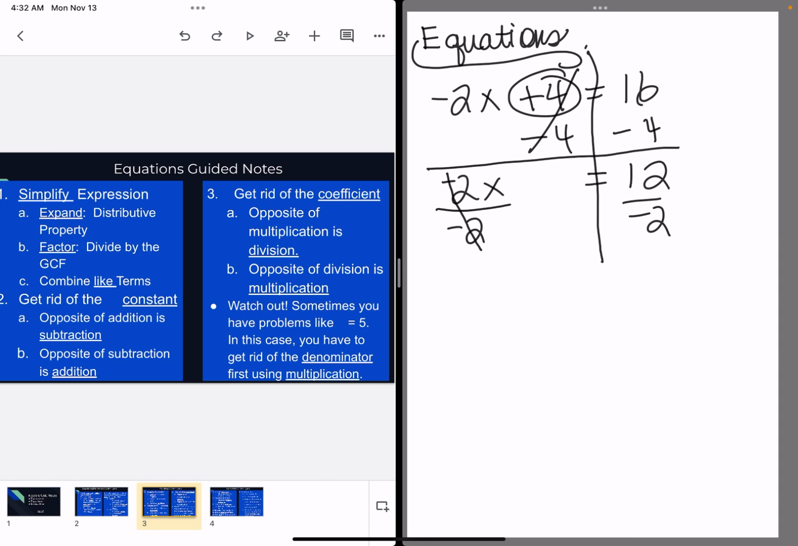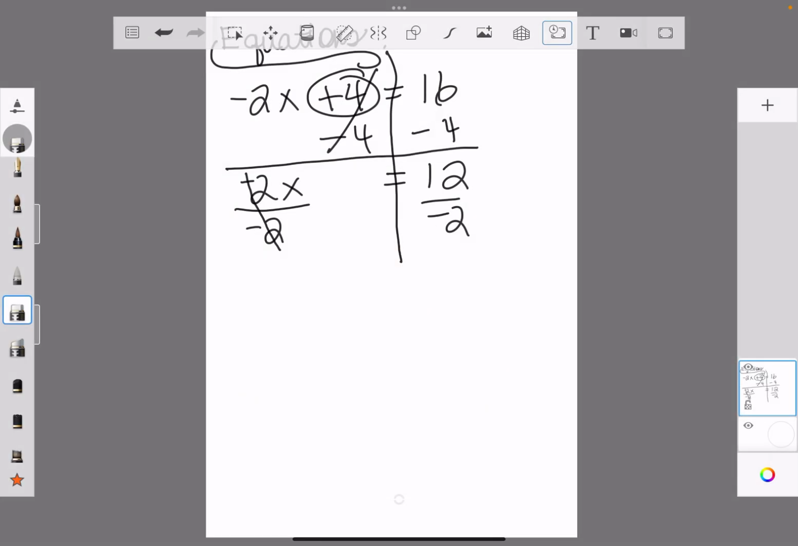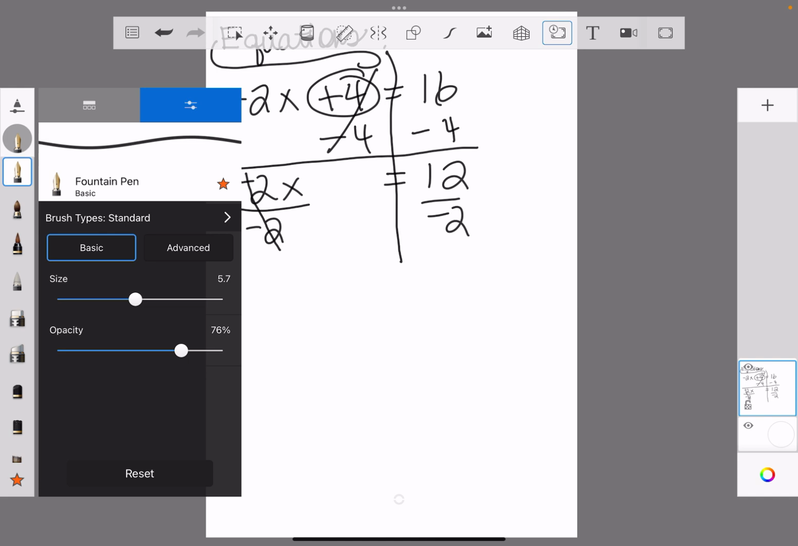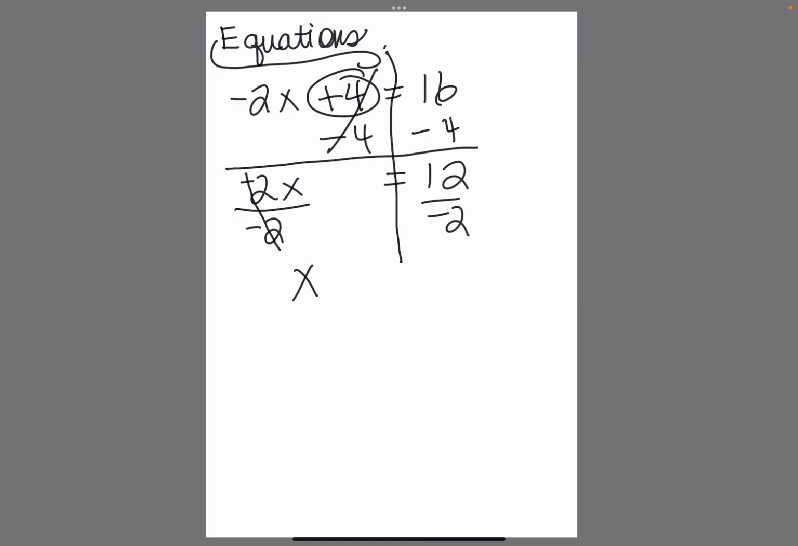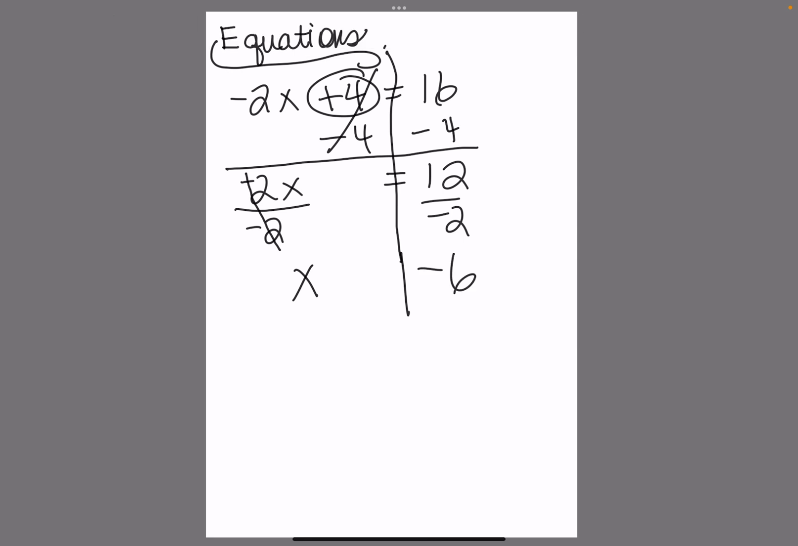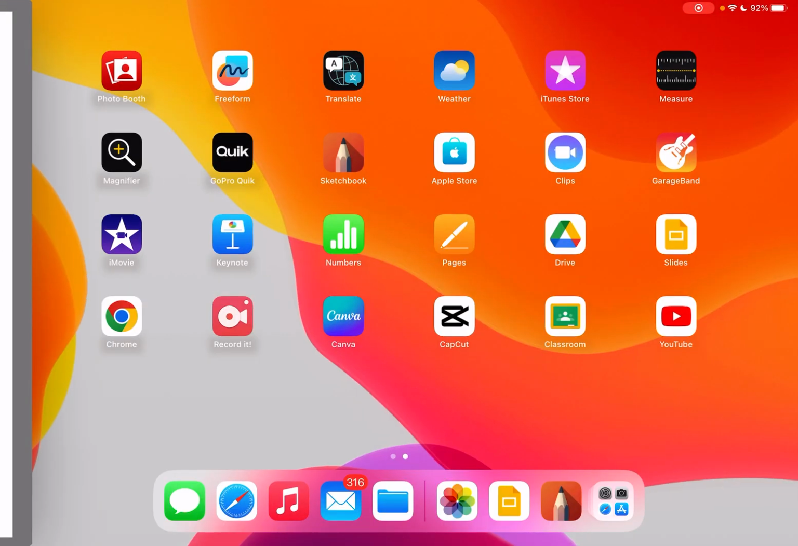Full screen. Let me see what I'm doing wrong. There we go. So it would be positive x, and then 12 divided by negative 2 is negative 6. So x here equals negative 6. And go back to that split view.